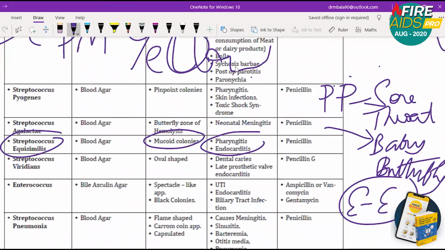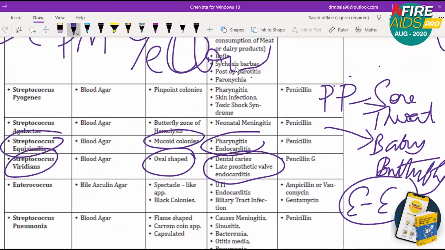Okay. Then Streptococcus viridans. Viridans is oval shaped. It causes dental caries and late prosthetic valve endocarditis. Streptococcus viridans causes late prosthetic valve endocarditis. This is a very important point. Oval shaped, dental caries, late prosthetic valve endocarditis.